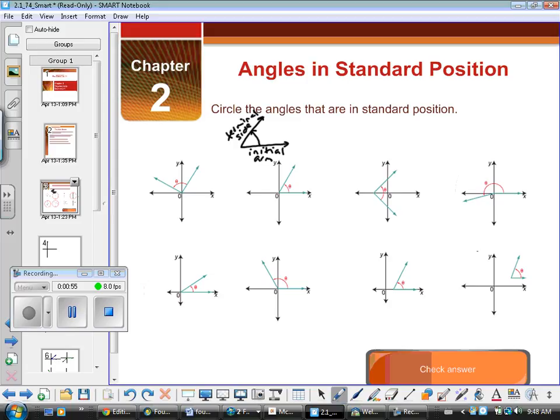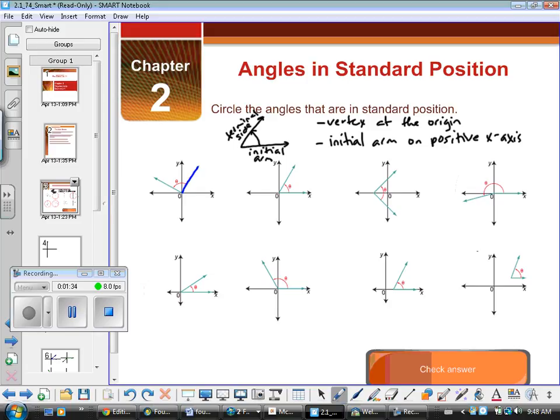Okay, so angles that are in standard position have two qualifiers. The vertex has to be at the origin. That's one thing. And the other thing is that the initial arm is on the positive x-axis. So we'll just look at these ones here. They're quite similar to the ones in your book, and I just put them up here so I don't have to keep drawing the pictures. To decide whether an angle is in standard position, you just need to make sure that those two things are true.